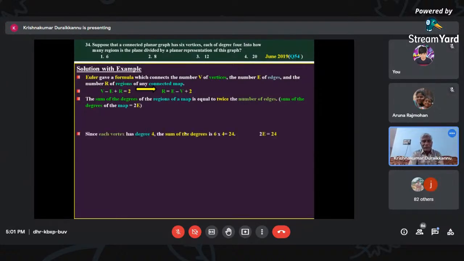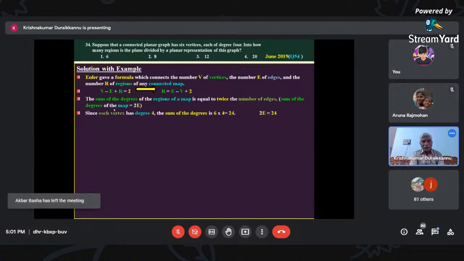Here, we know that there are 6 vertices, each of degree 4. So 6 into 4, in total we have 24 degrees. Each vertex has degree 4. Simple logic: the sum of degrees of vertices equals 2E, and the sum of degrees of regions is also equal to 2E.